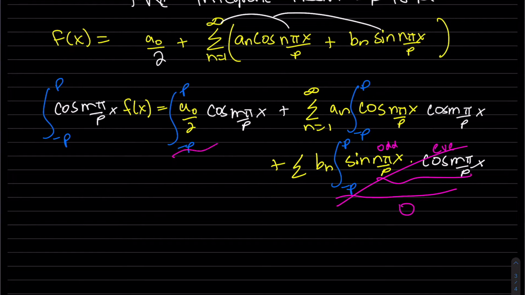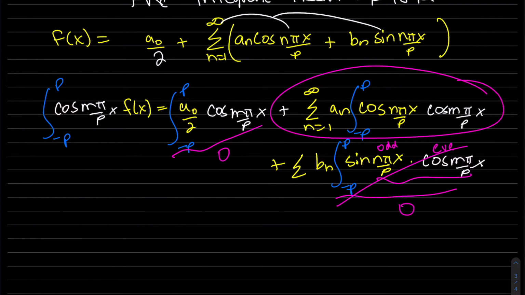This is 0 because it's an orthogonal set, and the set was 1 and cosine of m pi x over p. So that's 0 by definition of orthogonal. And so now we just need to work this out. And it'll equal to this, but let's really just work on this integral.